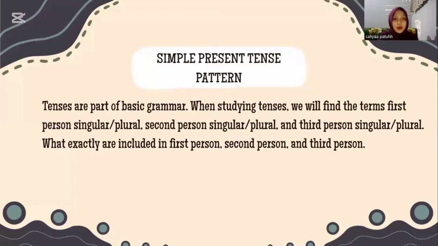The next slide about simple present tense pattern. Tenses are part of basic grammar. When studying tense, we will find the terms first person singular or plural, second person singular or plural, and the third person singular or plural. What exactly is included in the first person, second person, and the third person?